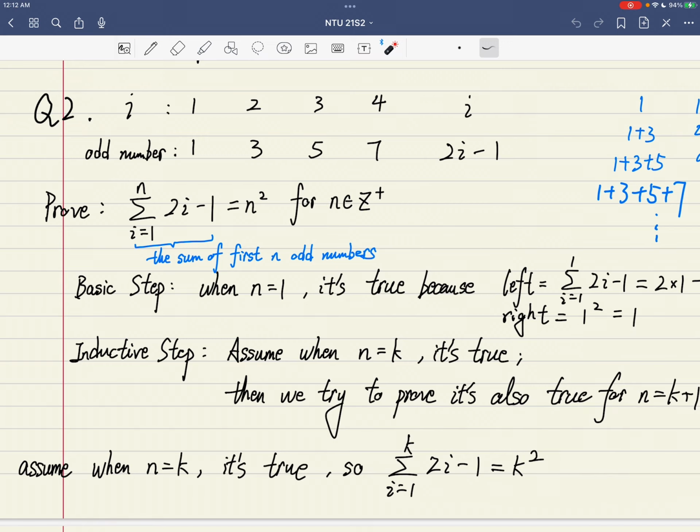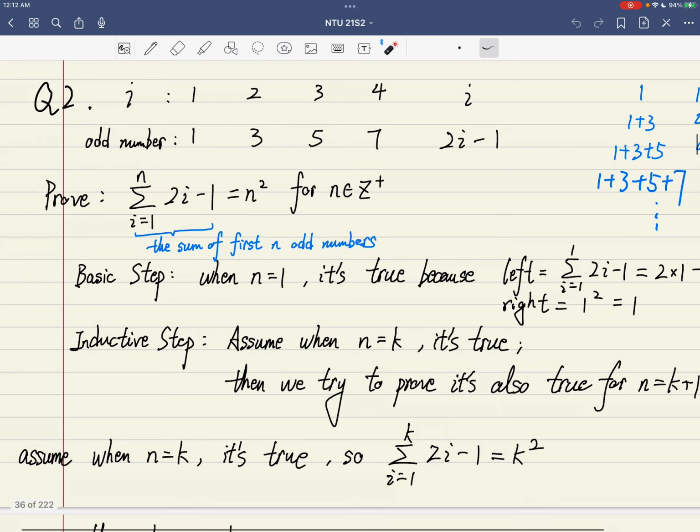Then the second odd integer is 3, the third odd integer is 5, the fourth odd integer is 7. Then the ith odd integer is 2i minus 1.